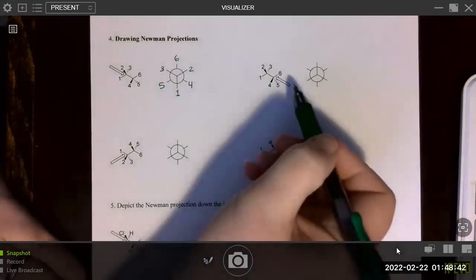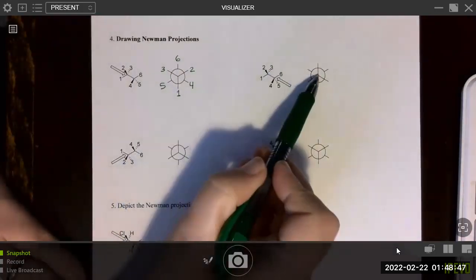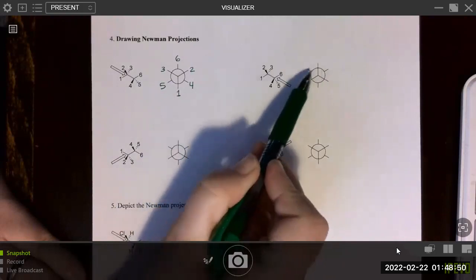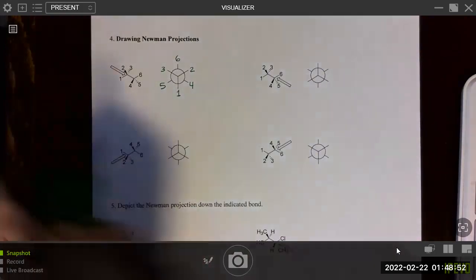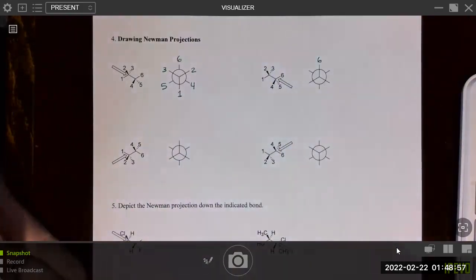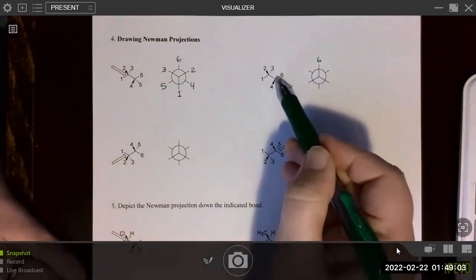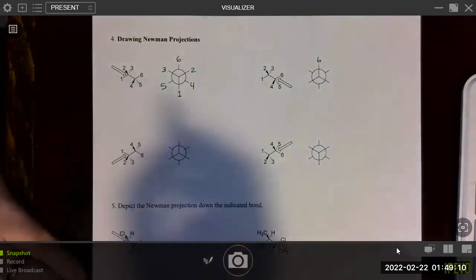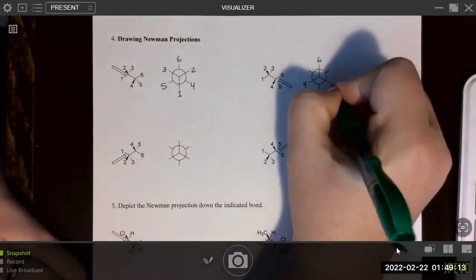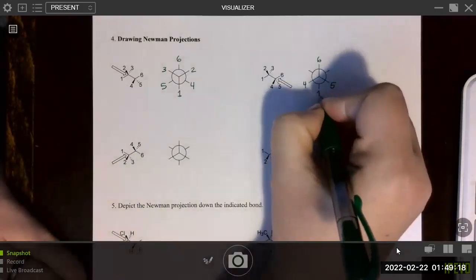Right? Now we're looking up this carbon-carbon bond. So that means if this is the front carbon represented by the dot, and this carbon is the back carbon represented by the circle. So on the front carbon pointed straight up, we have group number 6, right? And now from our perspective, coming the number 4, which is on a wedge, is coming pointed down and a little bit to our left. Right, so this would be 4, 5. And then on the back carbon, 1 is pointed straight down, right?